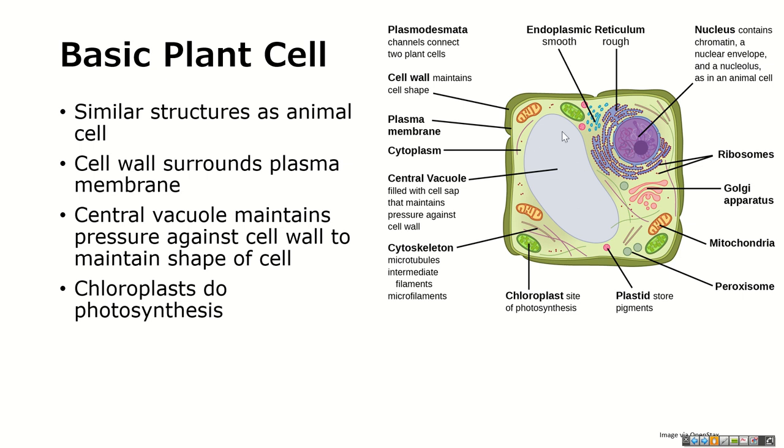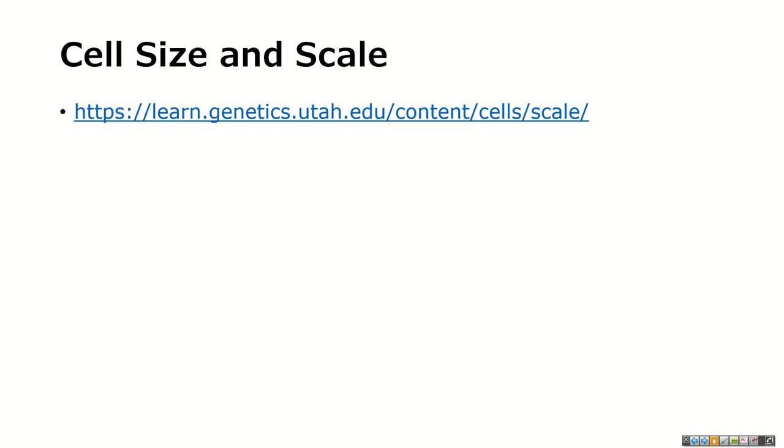And plants have a central vacuole that they just fill with fluid so that they can maintain the shape of their cells. Our cells don't do that. They don't have to stand up by themselves because we have an internal skeleton.